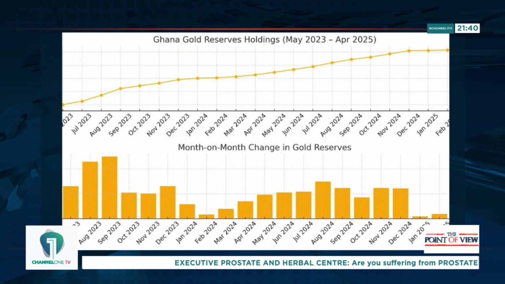So look at the chart, yes, you could see on a month-on-month basis, going all the way back to 2023 under the NPP. So you're talking about the chart on top, this one, the one on top, the one at the bottom, the one at the bottom.